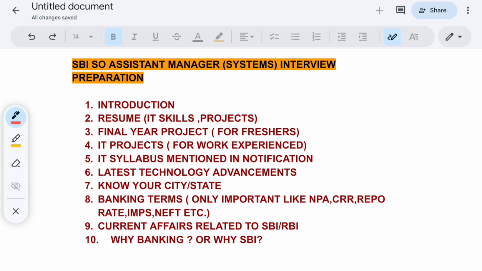So first of all, the top priority in your list should be to make a good introduction. The moment you enter the interview hall and greet the interview panel, you have to start your introduction. It should be clear, crisp, and you should be very fluent in it. You should not stop in between. Your introduction will play a very important role, as it will also build up your confidence.